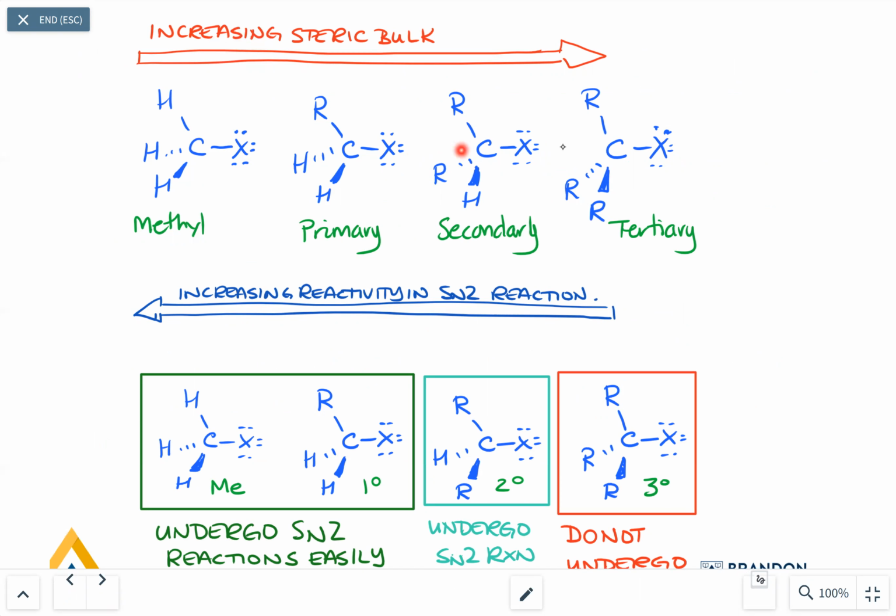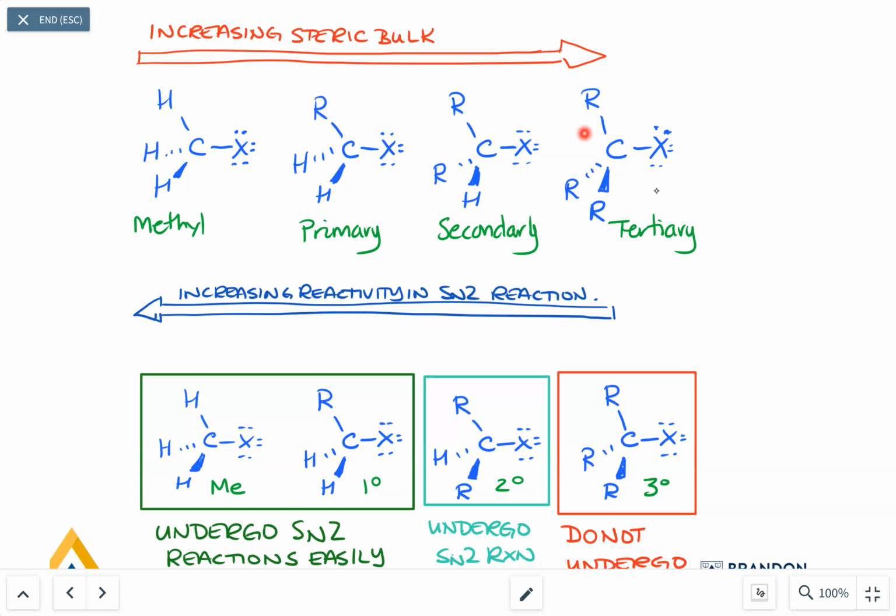So as you add R groups, the steric bulk around this carbon increases. So tertiary carbons, tertiary alkyl halides, lots of steric bulk. Secondary, a little bit less. Primary, methyl. So these SN2 reactions are going to take place faster when there are fewer steric issues. With methyl or primary alkyl halides, these undergo substitution reactions really easily.